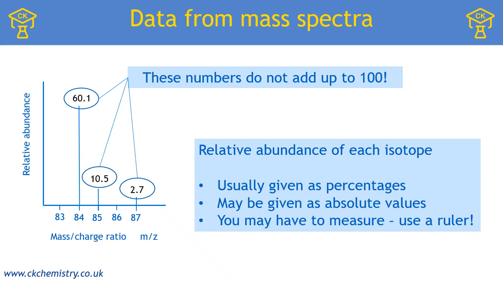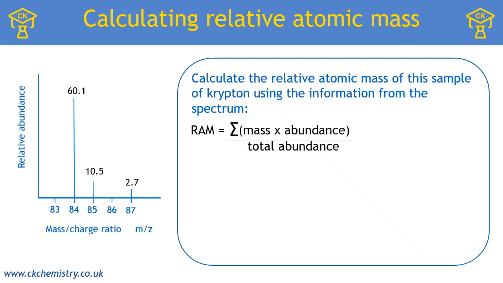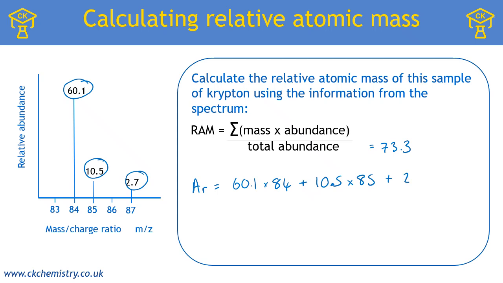So let's see how you would use this spectrum to calculate relative atomic mass. It's still the same equation: mass times abundance, add them all up, divide by total abundance. The only difference here is I'm not dividing by 100, because these three numbers don't add up to 100. If I add them up, the total is 73.3. Other than that, it's the same equation. So 60.1 times 84, the mass on the x-axis there, plus 10.5, watch out for little extra multiplies that come in the middle here instead of plus, times 85, plus 2.7 times 87, and this time instead of being all over 100, it's all over 73.3, and I get my answer as 84.3. I've done that to 3 sig figs.